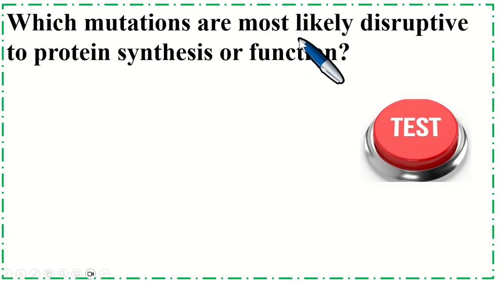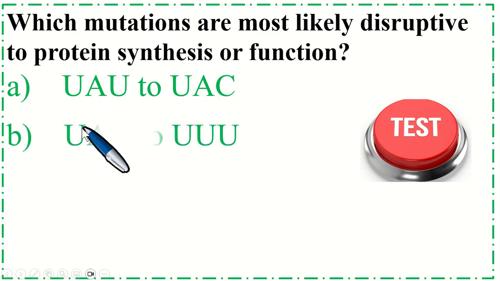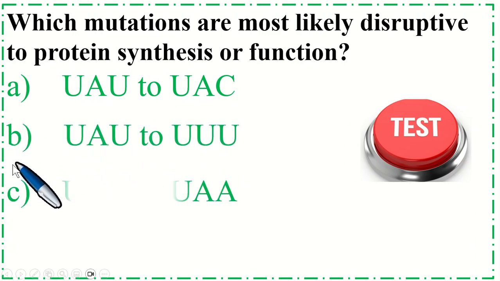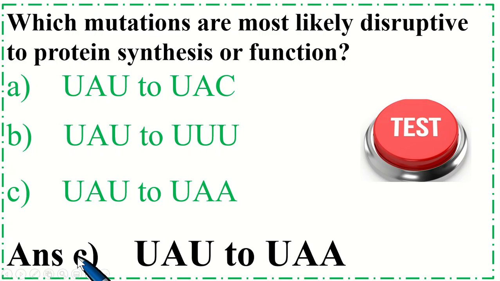Which mutations are most likely disruptive to protein synthesis or function? Option A UAU to UAC, B UAU to UUU, option C UAU to UAA. Correct option is C.